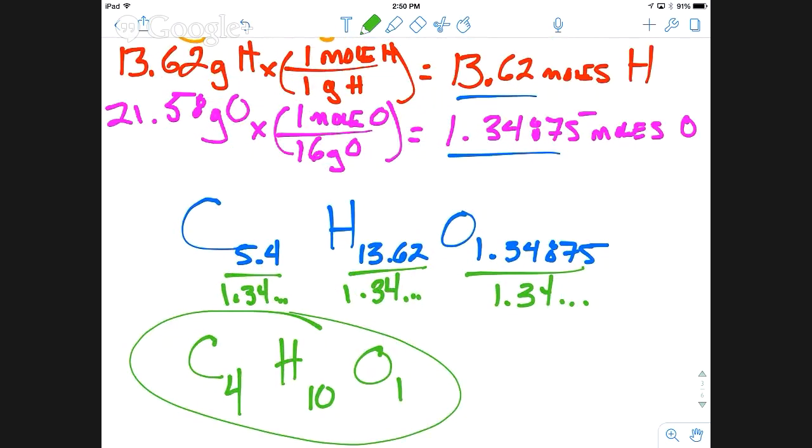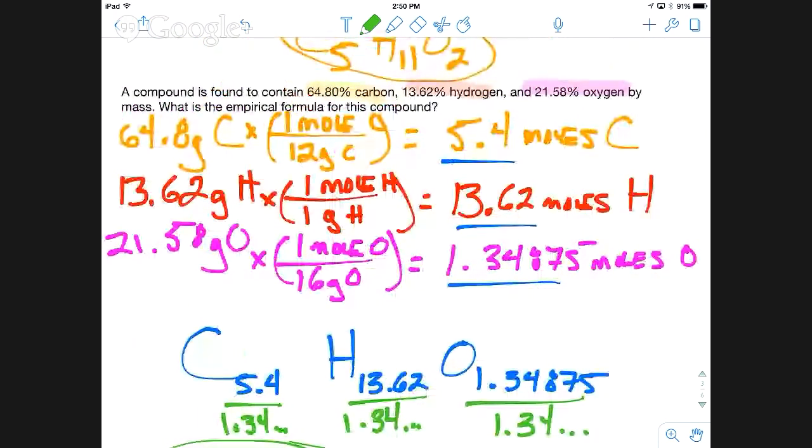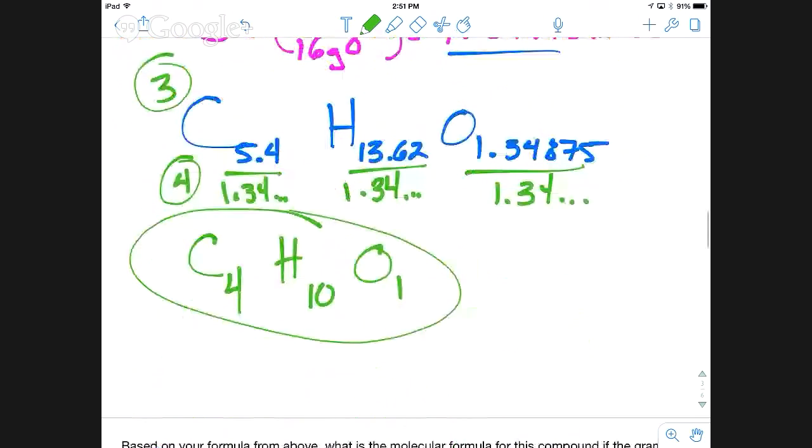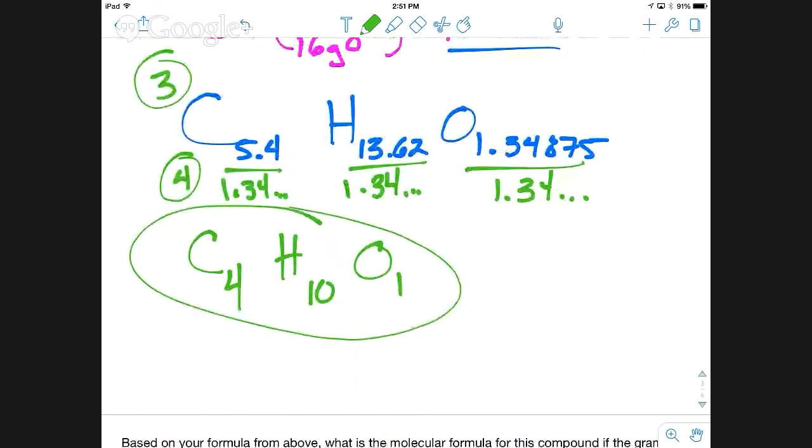The hardest thing about this is just remembering what order to do things in. It's not really that complicated. The first thing I did was convert those numbers into grams by just switching the units. The second step was to convert from grams into moles. The third step was to write the formula with the moles as subscripts. The fourth step was to divide them all by the smallest. And the fifth step is just round as needed.